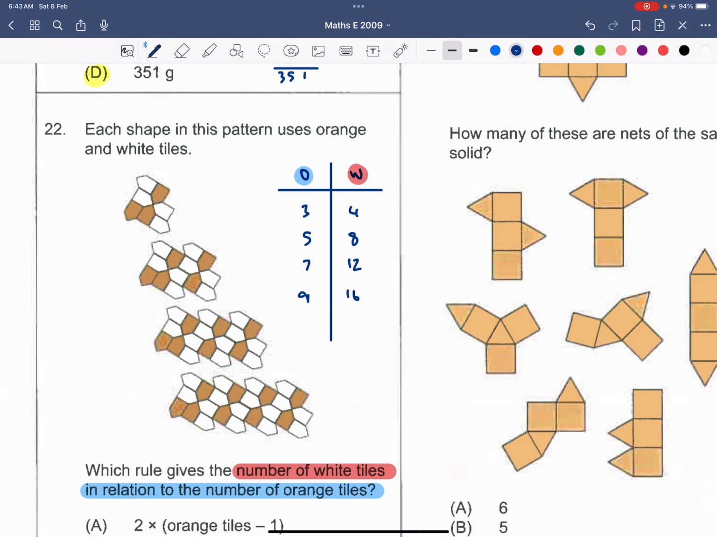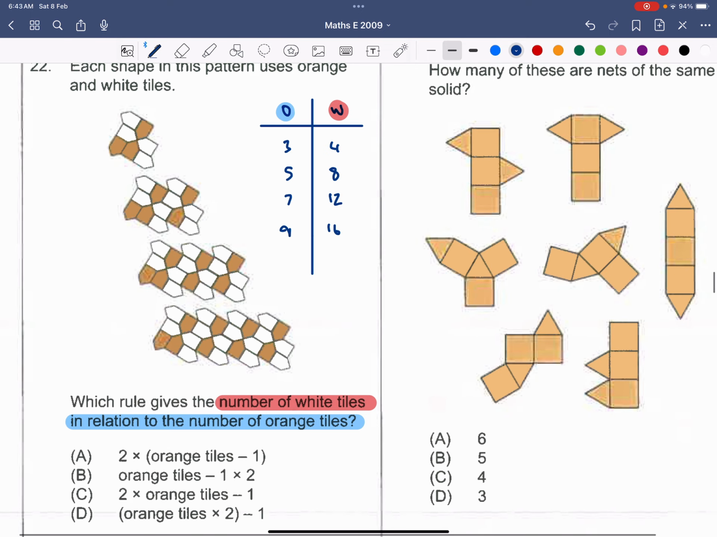So you can even try the rules, okay? You don't have to work it out. You can try the rules. Orange tiles, take 1, times by 2. Let's have a look. Orange tiles, so that's 3. Take 1, so 3 take 1 is 2. Times 2 is 4. That seems correct because that's what it said, times 2.